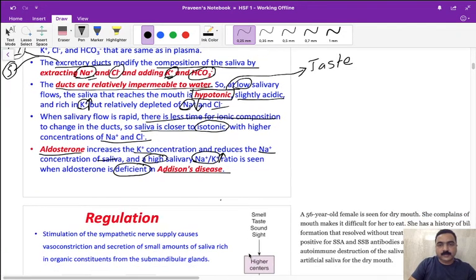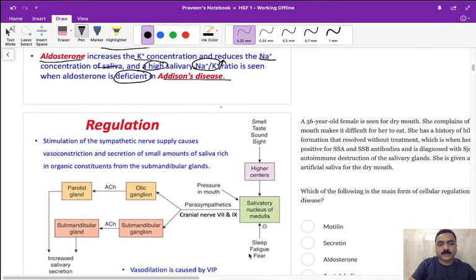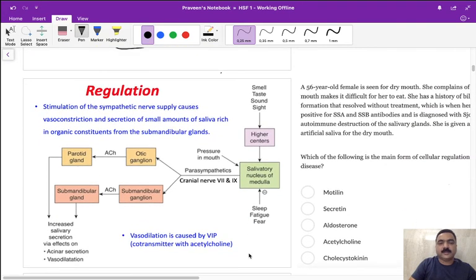Okay, so now let's move on to the very important portion, that is the regulation of the salivation. So what is the most important regulation of the salivation? The most important one that regulates the salivation is the parasympathetic neurons. Okay, so what does the parasympathetic neuron do? Let's see how it influences.